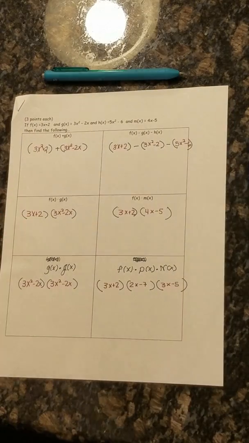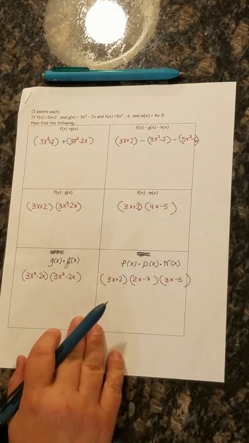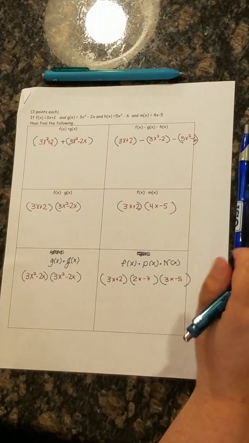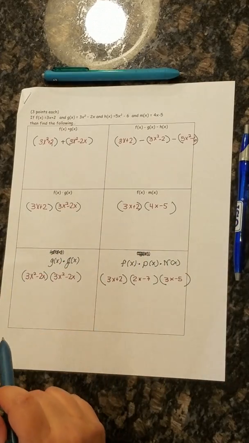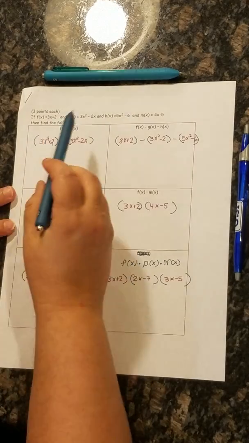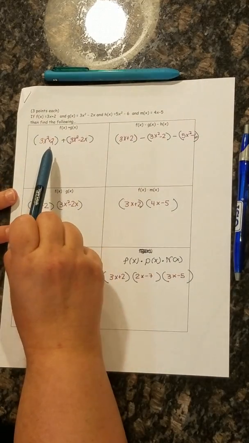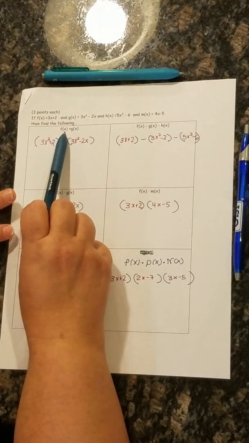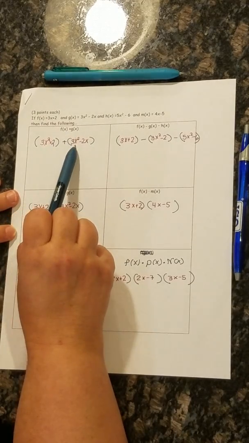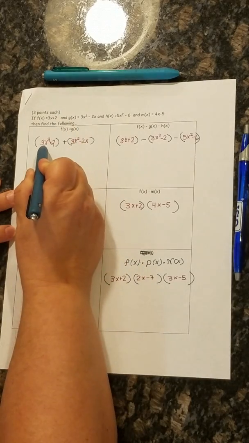So this is what this paper looks like right over here. It's not that I had a printer at home, I just had an extra copy of this from last year's materials, because as you can see, this is from another quiz I gave before. So I took the liberty of already plugging the numbers in. So if I had to add f of x and g of x, I just take the f of x function and add it with the g of x function.